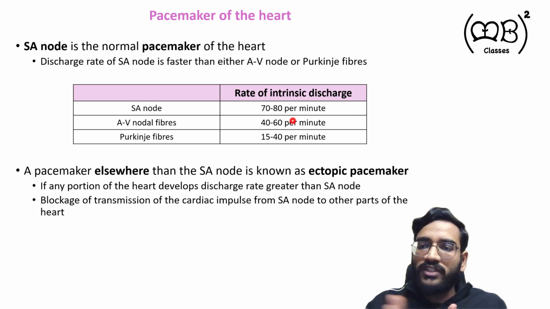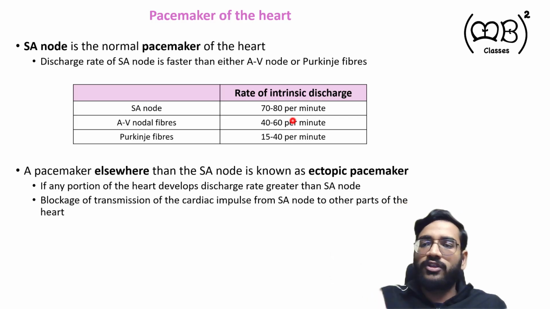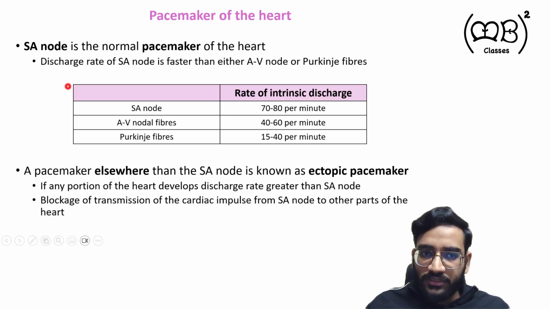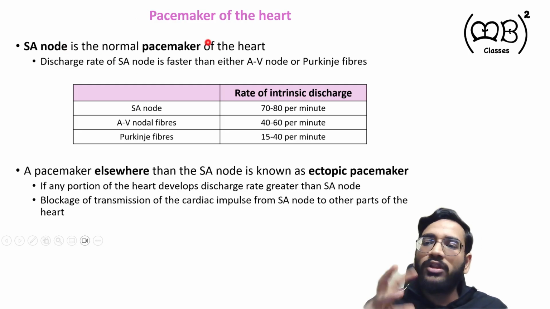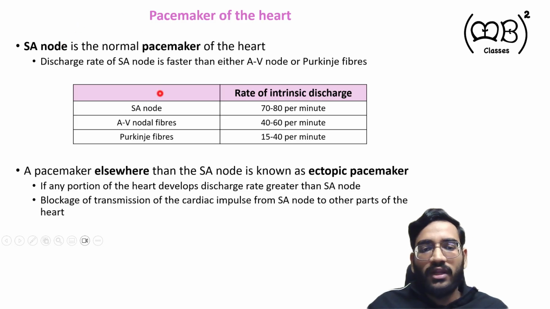But before that 1 second period is gone, another SA nodal discharge comes, which will stimulate the AV node. Waiting for that 1 second, another SA nodal discharge. So because the SA node's discharge rate is faster than the AV node, and the AV node is faster than the Purkinje fibers, all the impulses will be generated from the SA node, and then they are transmitted to the AV node and Purkinje fibers, and the ventricles also contract at this rate. So this is how, or why, the SA node is the normal pacemaker.